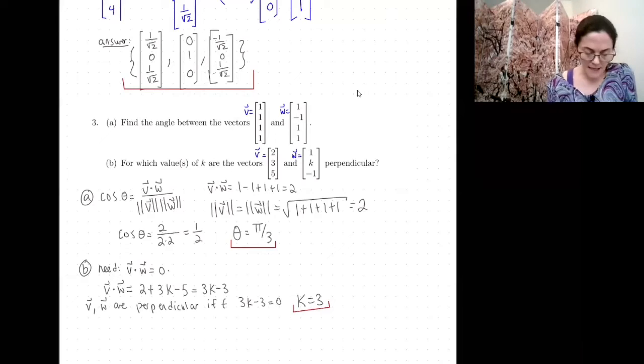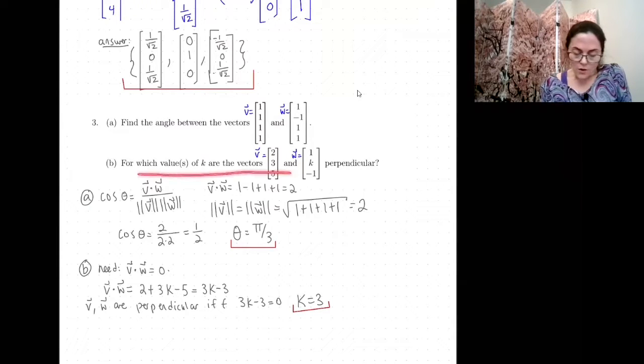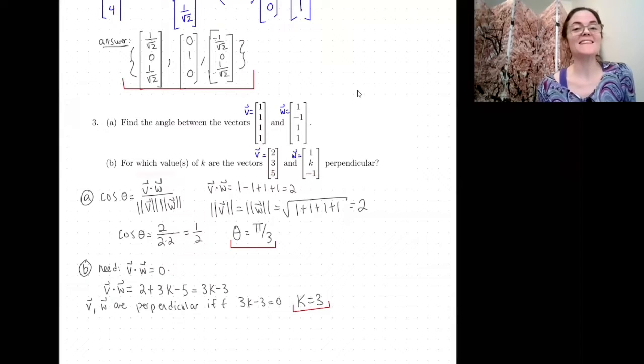Now, if I move on to B, A and B could be maybe like in the first week of Calc 3, for example, but they also come up for us in section 5.1. Two vectors are perpendicular provided their dot product is 0. So V dot W is 0. For this V and this W, I just compute. I get 2 plus 3K minus 5, which is 3K minus 3. And we see that the two vectors are perpendicular provided K equals 3.